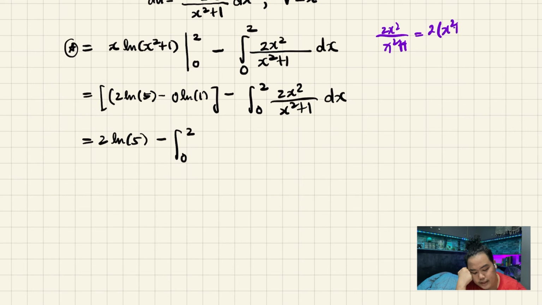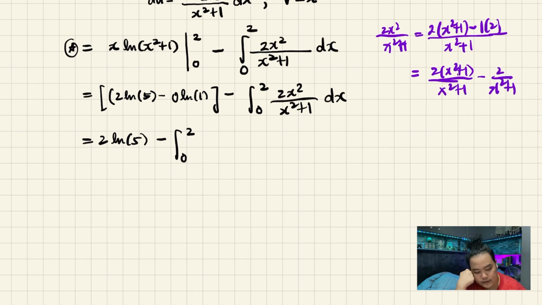Yung x squared plus 1, magdadagdag ako ng 1. Tapos magmaminus ako ng 1 times 2 sa labas. Okay, kasi nagdagdag ako ng plus 1. Tapos times 2 ko, bali nag-add ako ng 2. Kaya minus ko para mag-equal pa rin sila. And the reason for that is, para maging ganito, panoorin nyo, 2 over x squared plus 1. Para ito mag-cancel. Magkakaroon lang ako ng minus integral ng 2 minus 2 over x squared plus 1 dx. Okay.